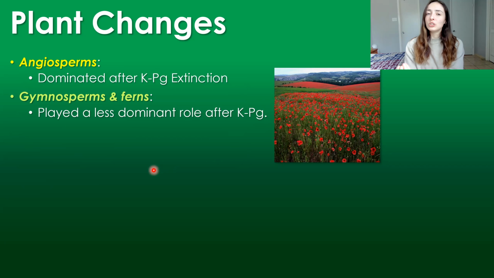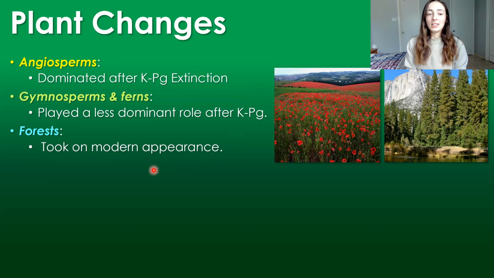Plants underwent some major changes as well. Angiosperms dominated after the Cretaceous-Paleogene extinction event, and as you remember in the Cretaceous videos, I talked about how angiosperms evolved and were rapidly successful due to the way they reproduced, fertilized, and basically manipulated insects into pollinating for them, and gymnosperms and ferns became less abundant and less dominant after that extinction event and allowed angiosperms to radiate.